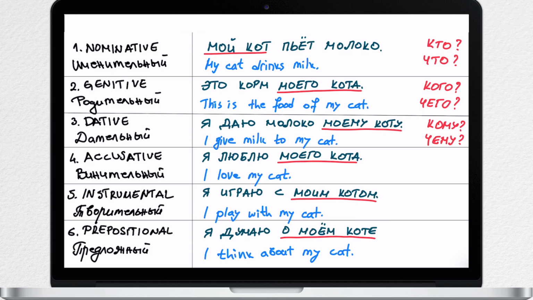In this sentence, молоко would be the direct object and моему коту the indirect object. But if this is a little bit complicated for you, then just think that whenever you have an action directed to someone or something, then you should think of using the dative case.